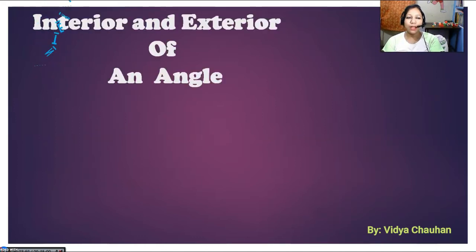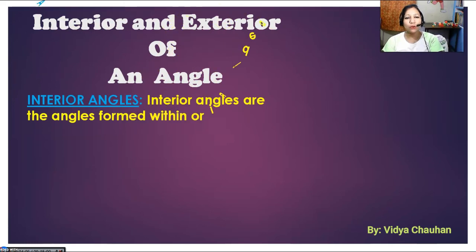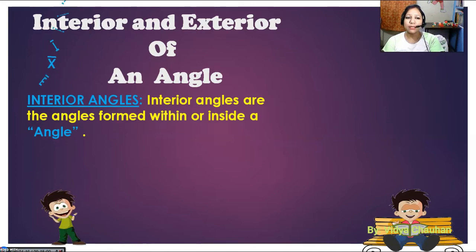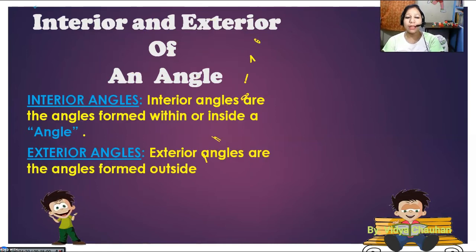Moving forward, the next topic is interior and exterior of an angle. So what are the interior and exterior of an angle? The interior part of an angle: interior angles are the angles formed within or inside an angle. At the same time, what are exterior angles? Exterior angles are the angles formed outside the given angle.